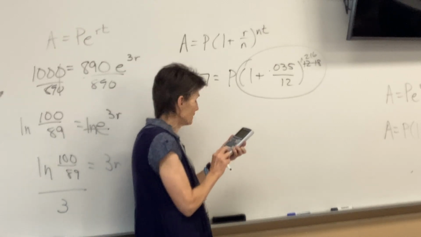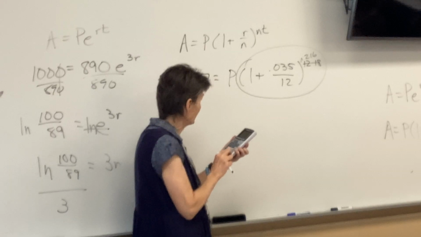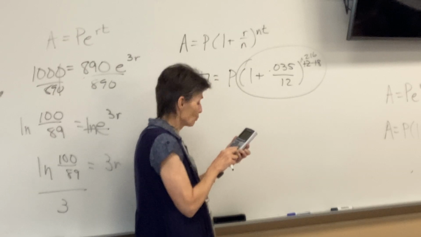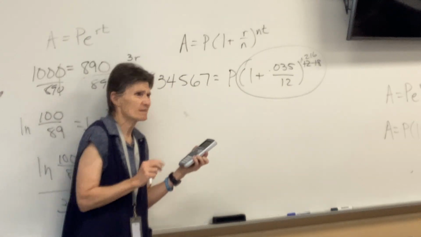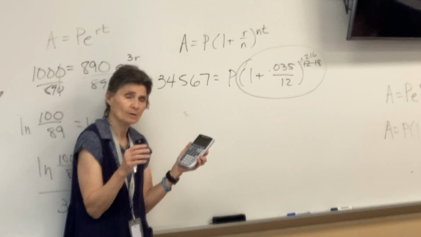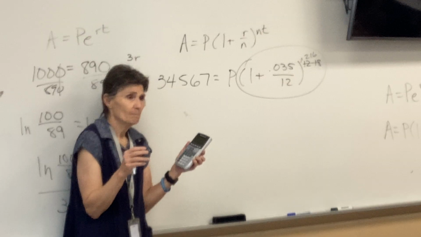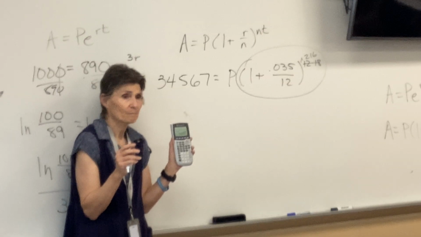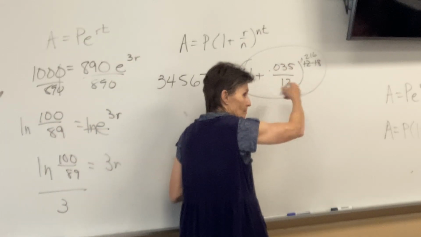So let's have it in parentheses. 1 plus 0.035 divided by 12, raised to the 216. I got 1.875. No, we're not rounding it off. But make sure you got 1.875. Yep. Got it?